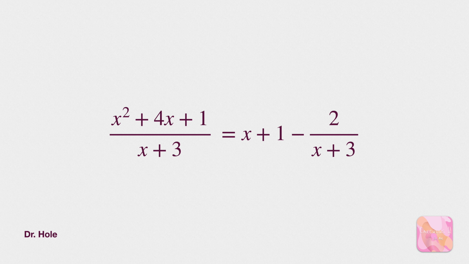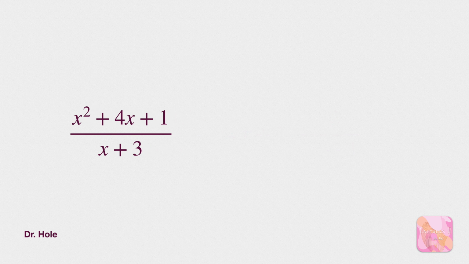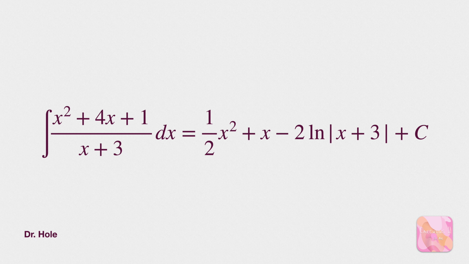In other words, I just performed long division. With that integrand, we can evaluate. The x goes to x squared over 2. 1 goes to x, and negative 2 over x plus 3 goes to negative 2 times ln of the absolute value of x plus 3. And as this is an indefinite integral, we always pick up a constant c.